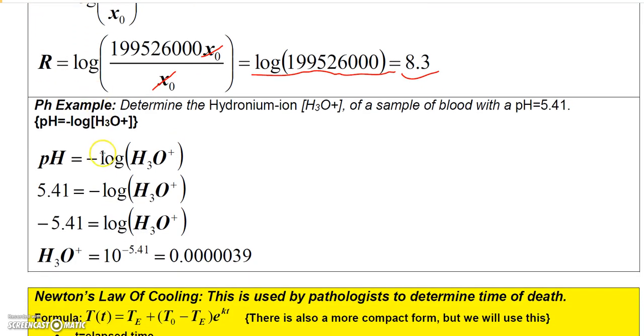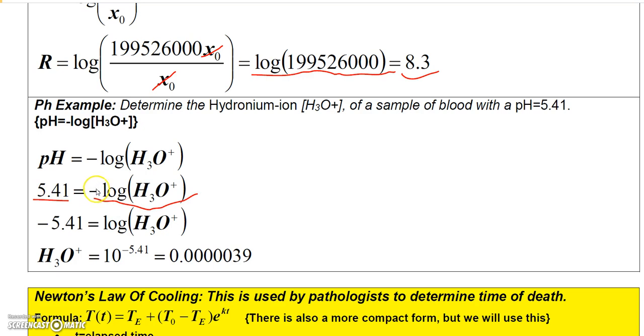Another example is in chemistry, determining the hydronium ion content of a sample of blood or other substance when you're given the pH. So the relationship between pH and the hydronium ion content is given by this formula: pH equals minus the common log of H3O plus. And so if you're given a pH of 5.41 and you want to find the amount of hydronium ion content, then you want to solve this log equation.